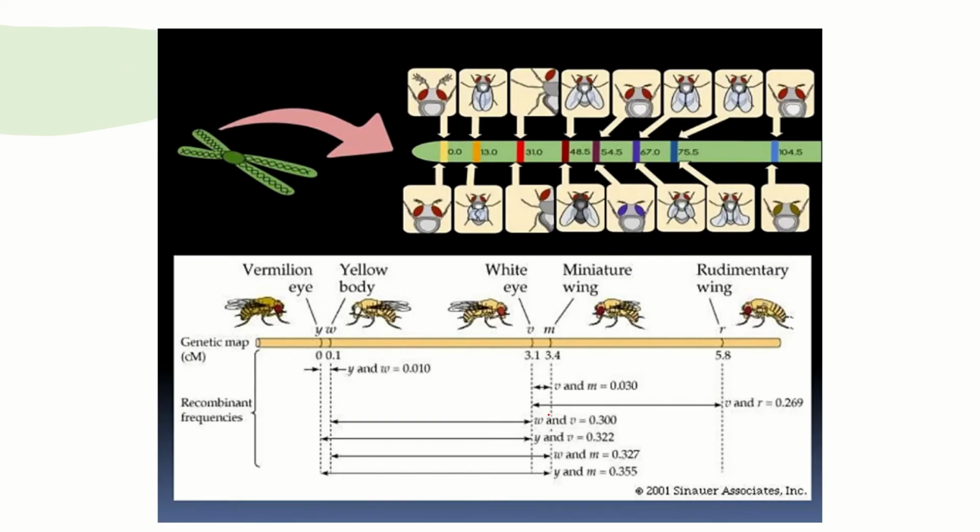This is an example to show. You can see here a genetic map prepared for Drosophila, where various characters and their alleles have been identified as markers, for example vermilion eye, yellow body color, white eye, miniature wings, or rudimentary wings. Let's suppose for vermilion the marker identified is Y, whereas for the yellow body it is W.